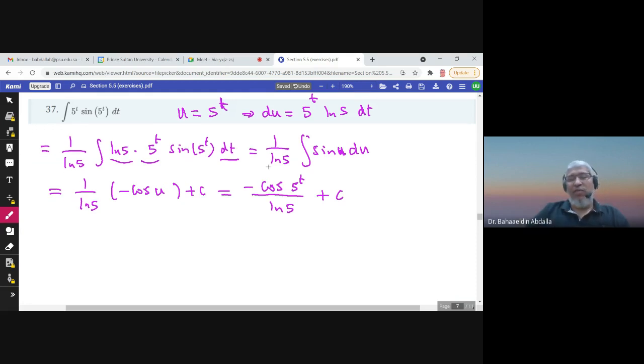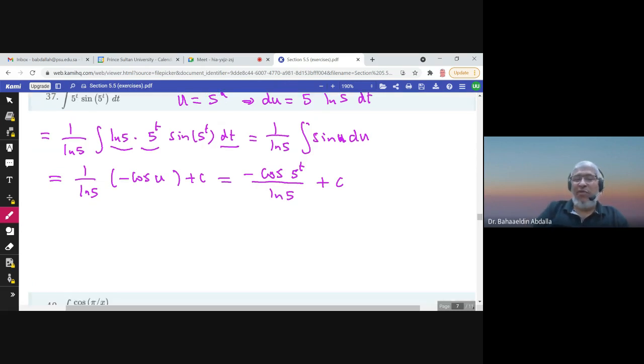Try to find the derivative. Well, the derivative of this would be negative 1 over ln 5. Derivative of cosine is negative sine, so it would be positive sine 5 to the t over ln 5 times the derivative of 5 to the power t, which is 5 to the power t times ln 5. Ln 5 will be cancelled with ln 5, and we will have 5 to the power t times sine 5 to the power t.